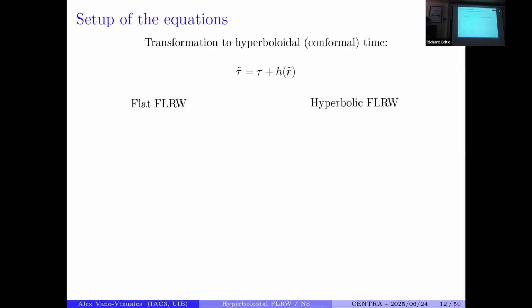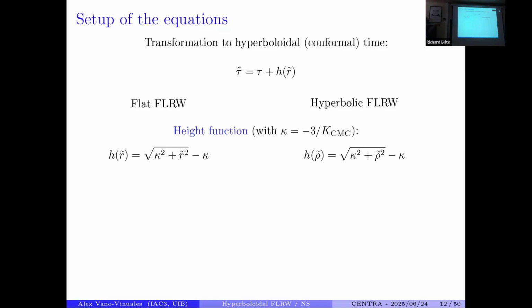So you do that for the height function. This height function is going to take the following form for each of the two options, flat and hyperbolic. As you can see, we're using the same functional form, where this is the radial coordinate and the radial-like coordinate. So this is a hyperboloidal slice, but it still extends infinitely.